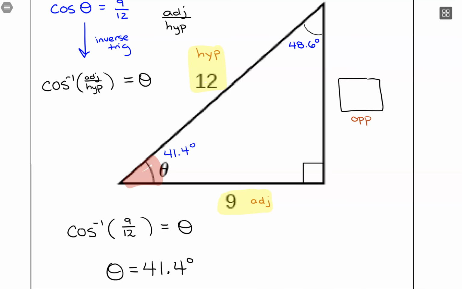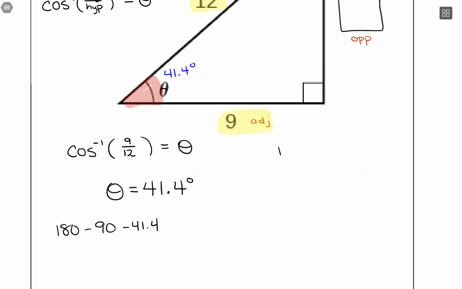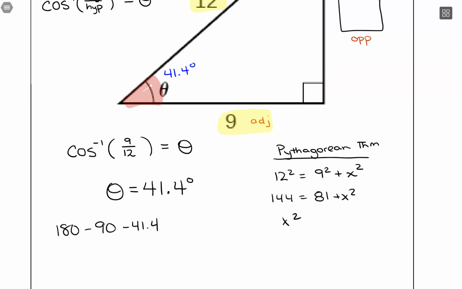And then this missing side, I'm just going to use the Pythagorean Theorem to solve for it. So we would have our hypotenuse squared is equal to 9 squared plus that unknown side squared. 144 equals 81 plus x squared. X squared is equal to 144 minus 81, which is 63. Square root of both sides.